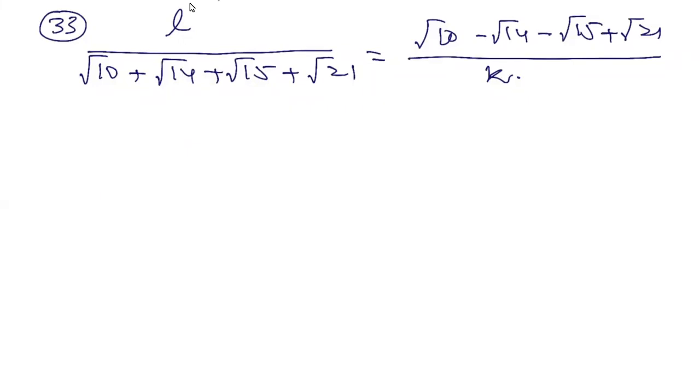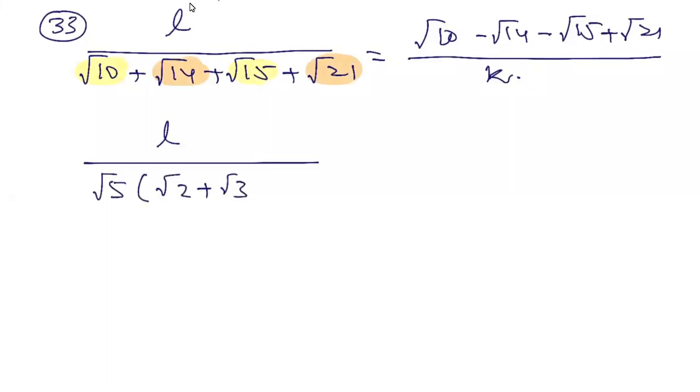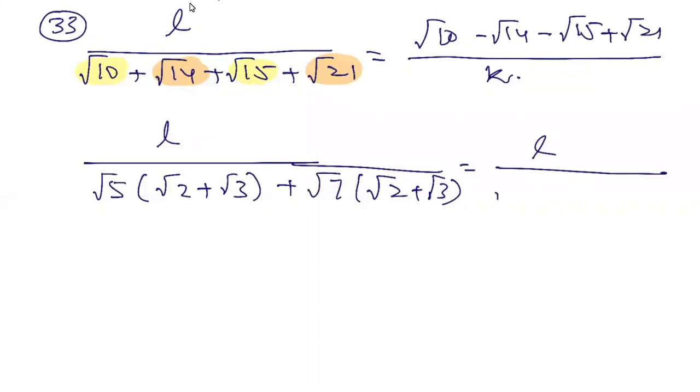Simply, you have to see the pattern, right? See, root 10, root 15, and here you can see root 14, root 21, right? So we can rewrite this as L upon root 10 plus root 15. If root 5 is common, this will be root 2 plus root 3. Similarly, root 7 is common from this, so you are getting root 2 plus root 3. So root 2 plus root 3 is common out, so L upon root 3 plus root 2 into under root of 7 plus under root of 5, right?